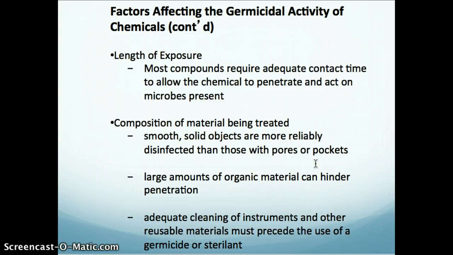Also, if you have a large amount of organic material, it can sometimes hinder the penetration of a germicidal chemical. And then lastly, before you use a germicide or a sterilant, you want to make sure that instruments or anything else are adequately cleaned before they're treated.